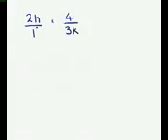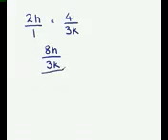So multiplying the numerators first, 2h times 4 gives us 8h, and 1 times 3k on the denominators is just 3k. Can we simplify this further? The answer to that is no, so this one is our final answer, 8h over 3k.